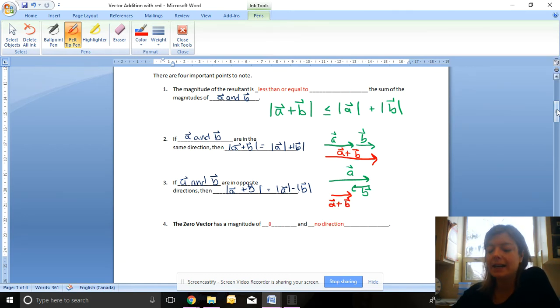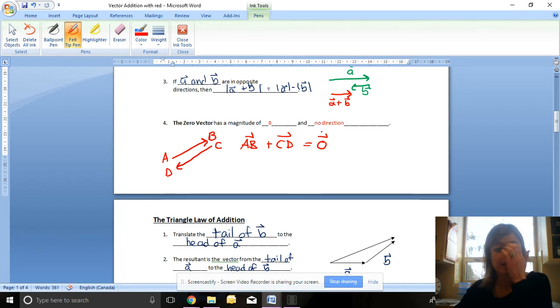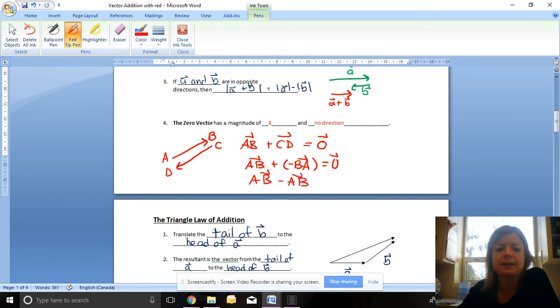All right, now there is something called the zero vector. Okay, so for example, if we have a vector like this and a vector like this, let's call this AB and let's call this CD. So in this case, AB plus CD would equal the zero vector because you get back to start. Okay, we can also say that AB plus a negative BA would give us the zero vector. We can also say that AB minus AB gives us the zero vector.